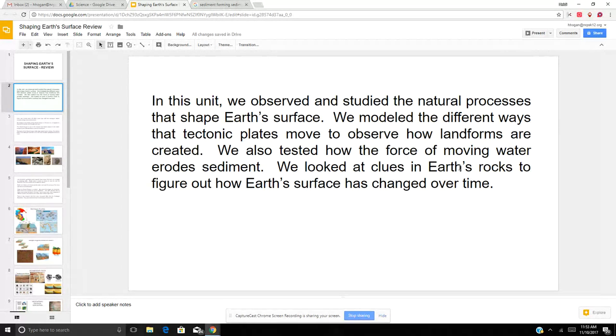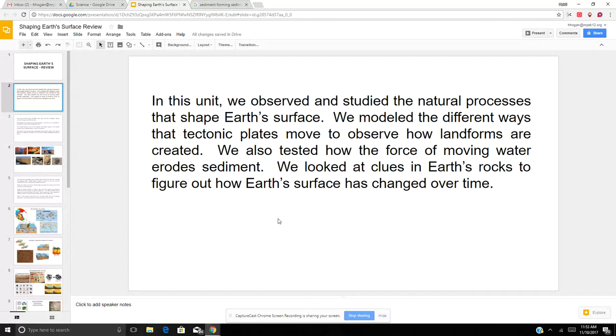We then looked at clues in rocks, sedimentary, igneous, and metamorphic rocks, to figure out how the surface of the Earth has changed. We talked about Pangaea, the supercontinent, and how there were plants and animals that lived on all of Pangaea. And then when the plates moved and Pangaea was broken up into 7 continents, some of those plants and animals are found on different continents because it used to be one continent.